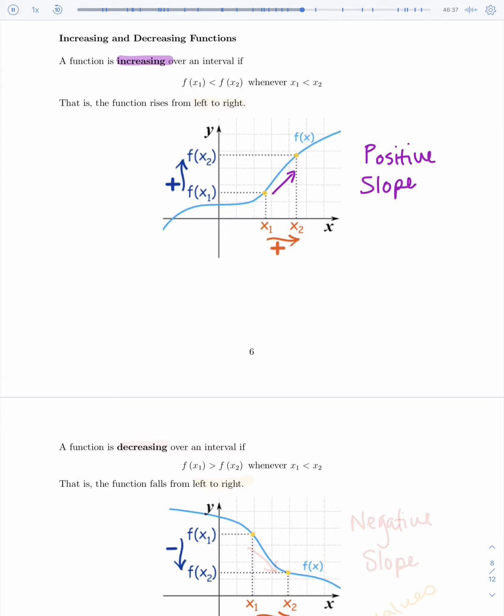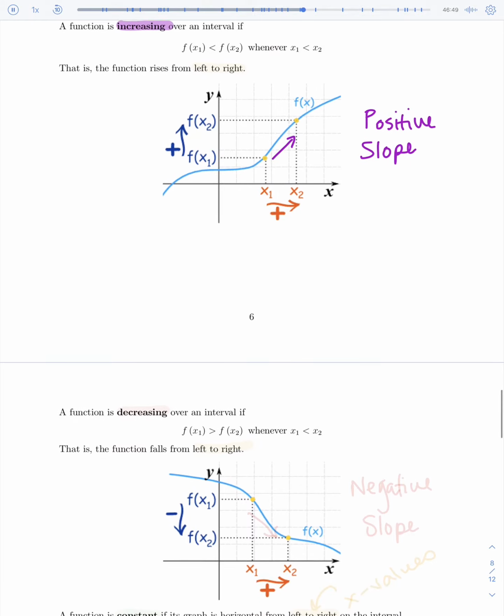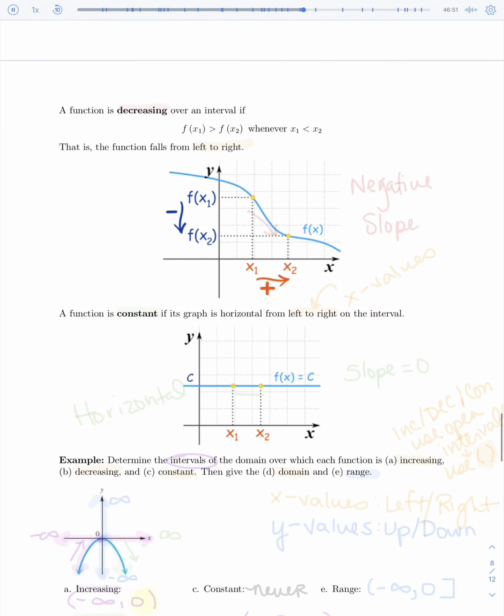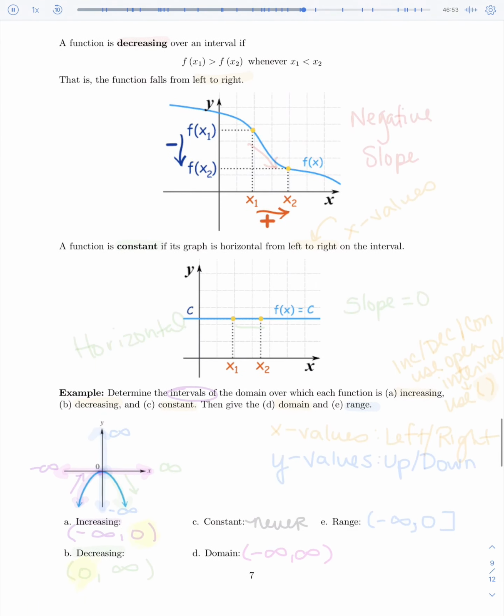And we're always going to look at it reading the graphs from left to right, just like you read a book. So that's what we're always looking for, is that upward motion if we're talking about increasing. Next, we're also going to talk about decreasing. A function is decreasing if from left to right it's going downward, meaning it's got a negative slope.